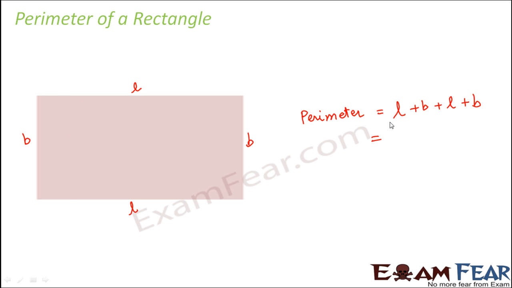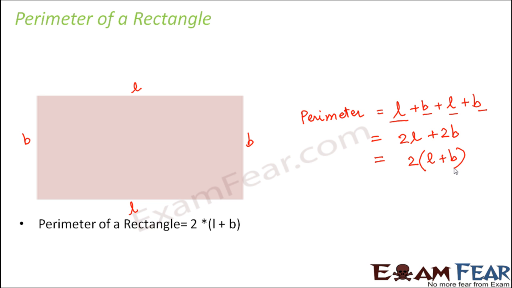So this is equal to L plus L, which is 2L. Similarly, B plus B is 2B. So 2L plus 2B. So 2 would be common, so this would be L plus B. So the perimeter of a rectangle is 2 into (length plus breadth).